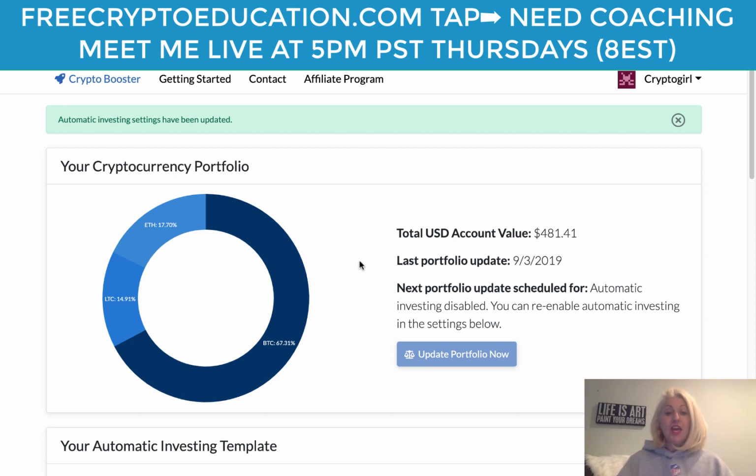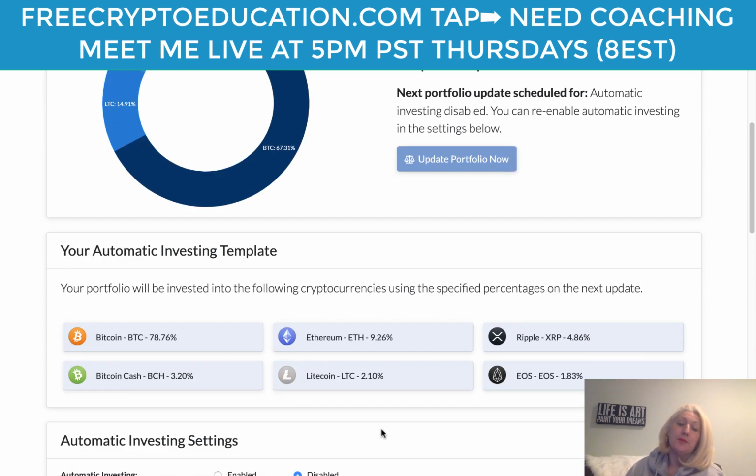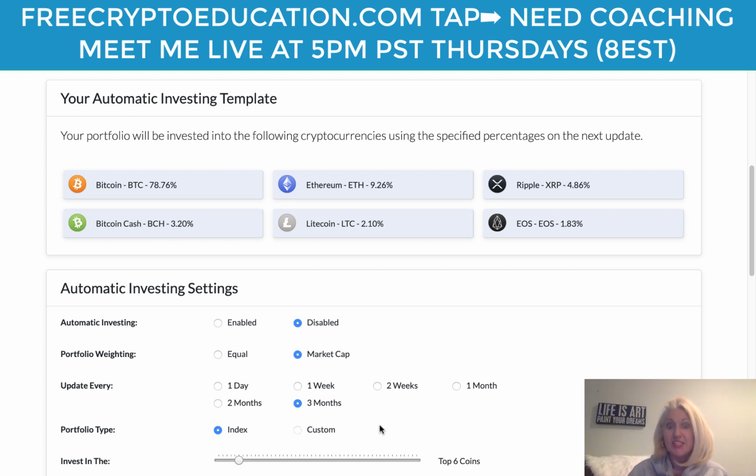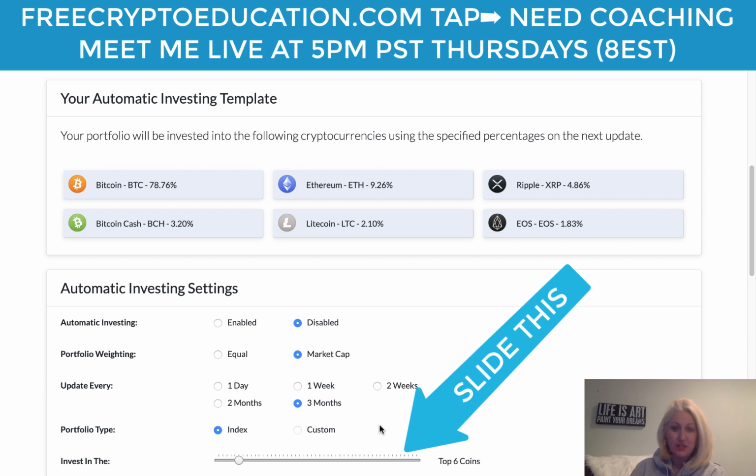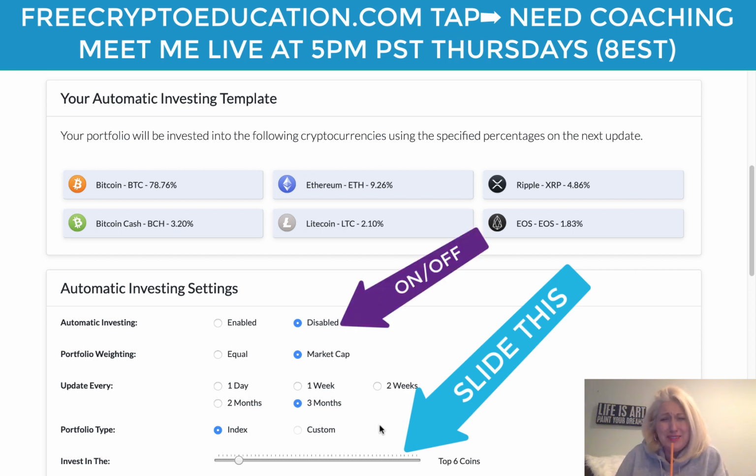So with that being said, I currently have the technology disabled so that I could go in there and do personal trades. However, let's go over what the cool thing about this is, and ultimately if I decide to take in Ripple and Bitcoin Cash into this portfolio, then I could go ahead and use the technology. I have it swiped under the investment in the blank. That little bar, you can put your cursor on there and move it back and forth. I have selected here the top 6 coins. And again, the automatic investing setting is disabled, but it's also clicked on market cap.